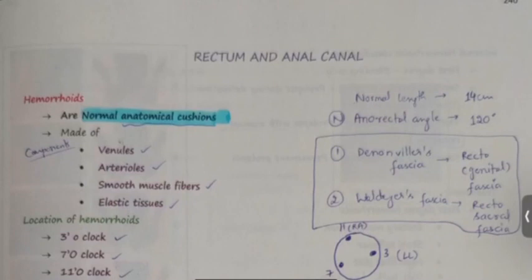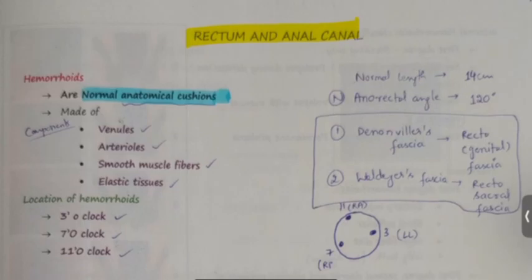Okay, so in the previous classes we had discussed all other parts of the GIT, including small intestine, large intestine, and inflammatory bowel diseases. In today's class, we are starting with rectum and anal canal. Most of the diseases in your curriculum have been asked from rectum and anal canal, so as much as possible, try to understand it here.